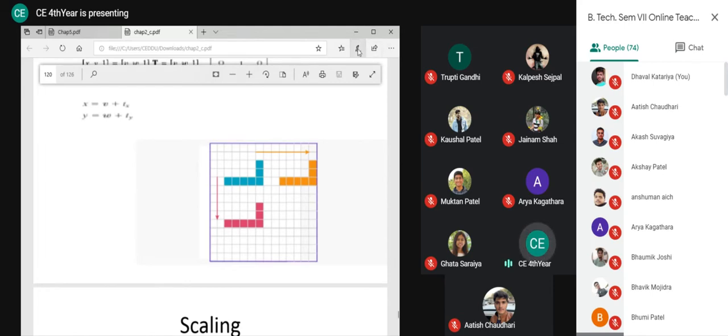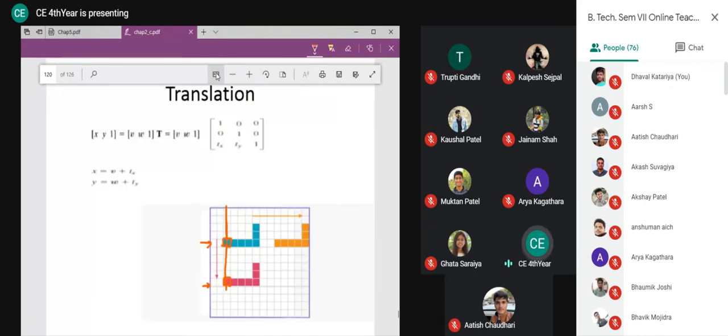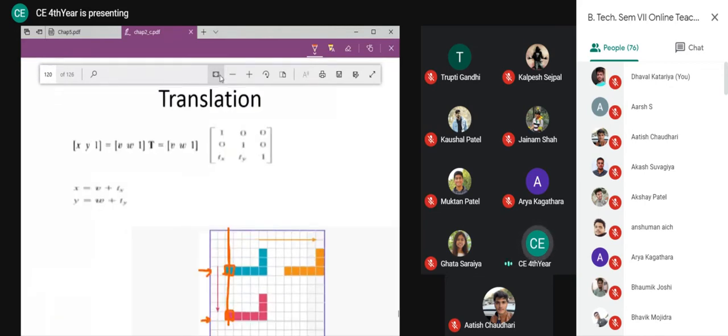If you check the coordinates of this pixel and this pixel, what about their y coordinate? The y coordinate is the same for both of them. But if you check the x coordinates, the x coordinate is shifted. So every x coordinate is shifted by how much? What is the equation of this x coordinate?